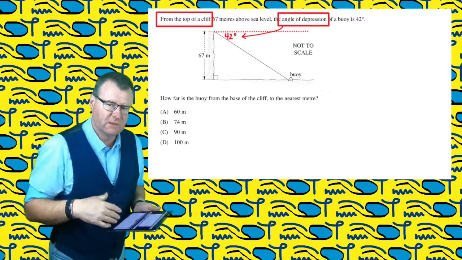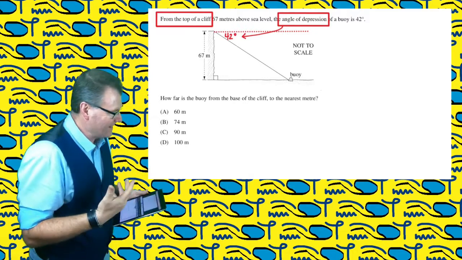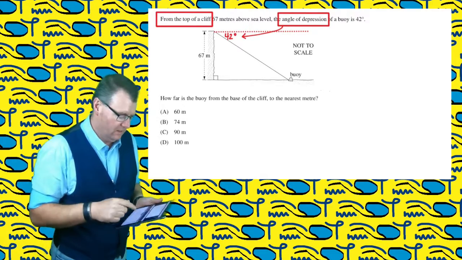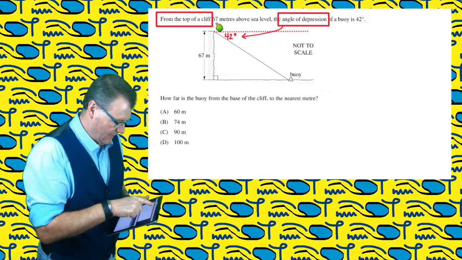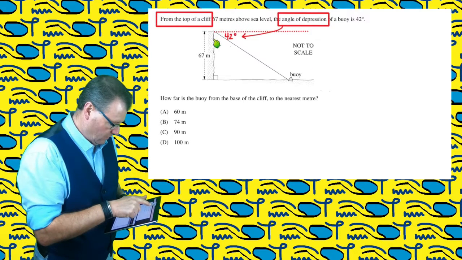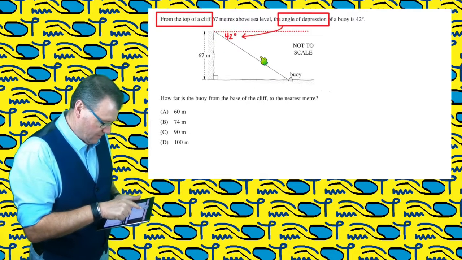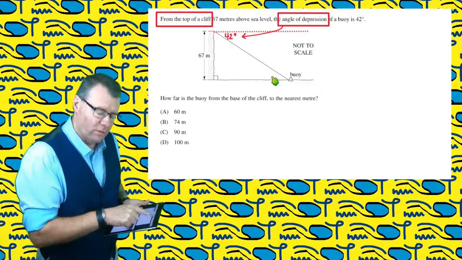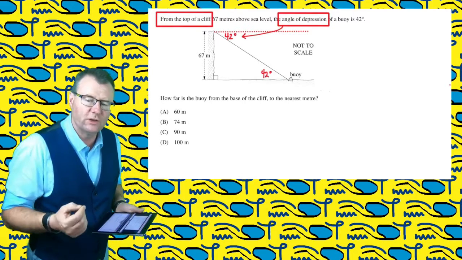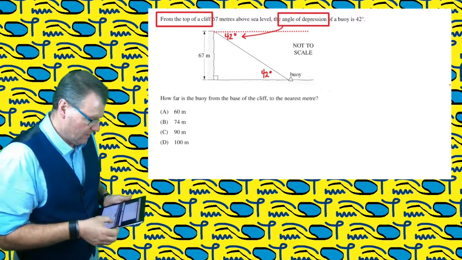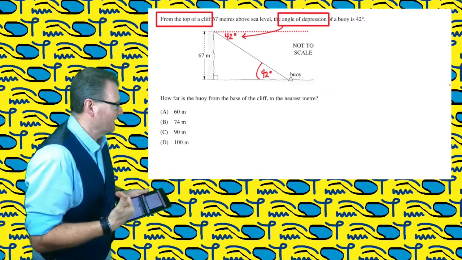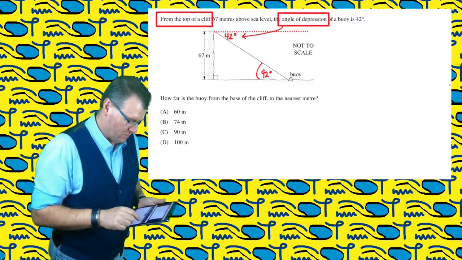That's probably the trickiest part of this question, identifying that. Now, that angle is not on the inside of my triangle. It's actually on the outside. However, because of alternate angles, I've got a Z pattern here, don't I? So that means I know that this angle is also 42 degrees because they are alternate angles and they're equal. Now I've got an angle of reference I can use for my trigonometry.